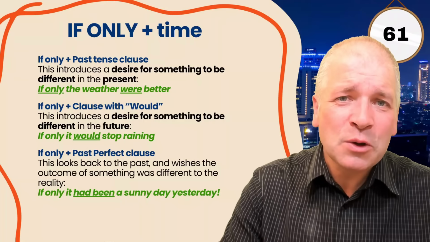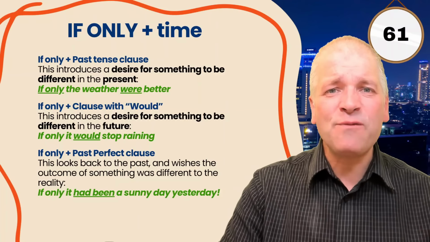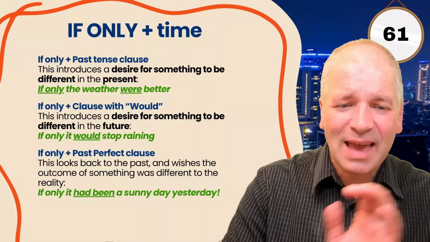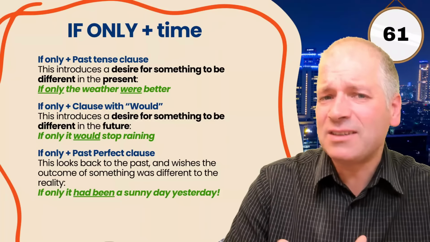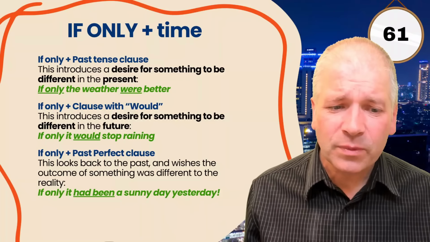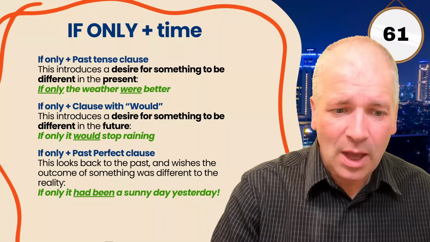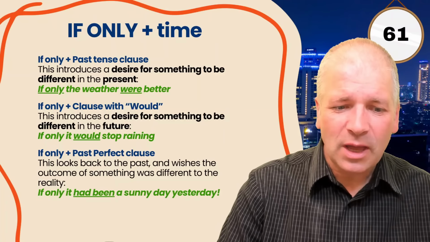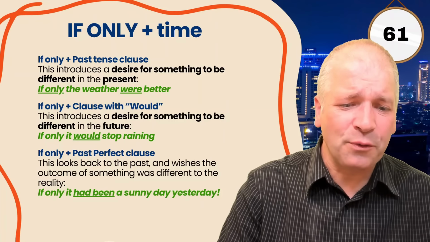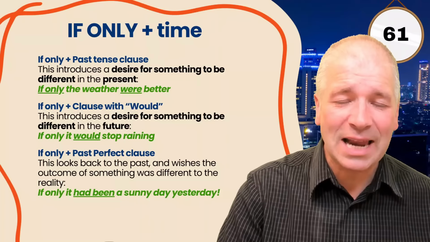If only can be used in a number of different ways to talk about wishes, but the way we follow if only affects the time that we're describing. If only with a past tense clause means a desire for something to be different in the present. If only the weather were better. If only with a clause with would, if only it would stop raining. Well, this is a desire for something to be different in the future. And if only with the past perfect, if only it had been a sunny day yesterday, well, this is a desire for something to be different in the past. We're looking back to the past and wishing the outcome of something was different to the reality.